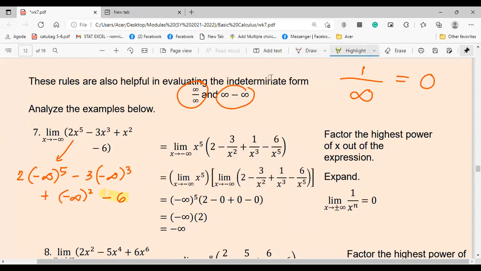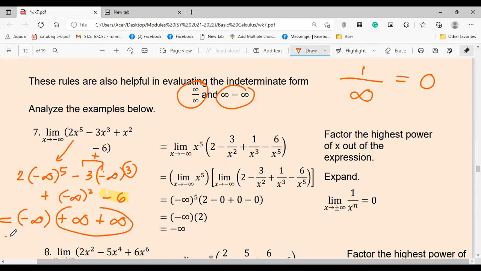Remove negative 6, since it has no effect at all. So 2 times negative infinity raised to 5: even versus odd, the negative is retained. Odd, this is negative, so negative. Negative times negative becomes positive, so this is plus infinity. And the square of negative is positive, so plus infinity. When you combine these two, it gives you positive infinity. So this one is indeterminate.